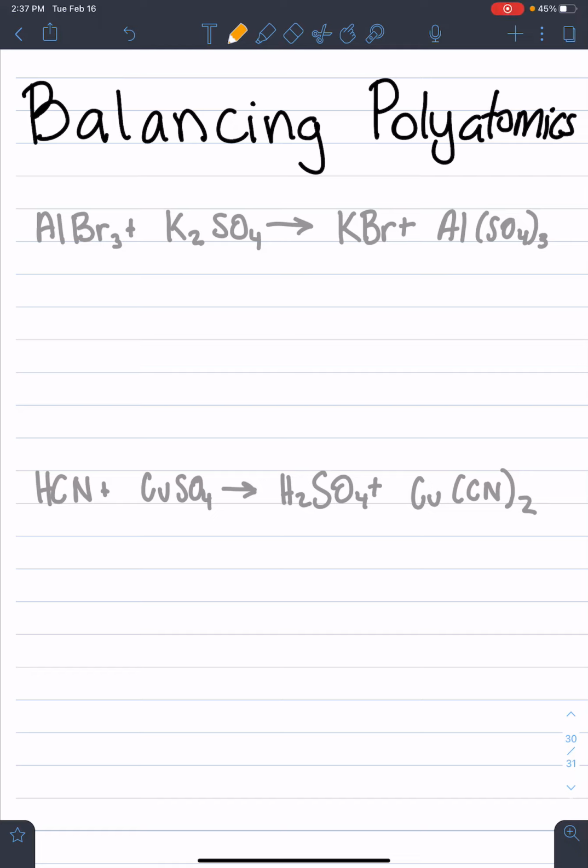We're going to be talking about balancing polyatomics. So right now I'd pause the video, I'd write down this title, and I'd write down this equation, leave you some space, and write down this equation, because we're just going to go through these pretty quick.